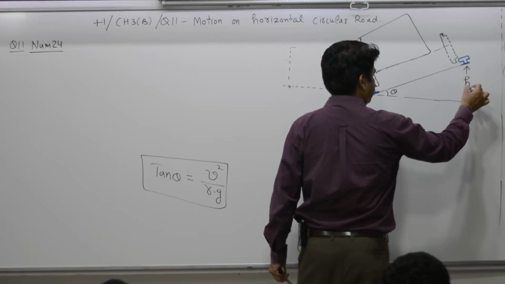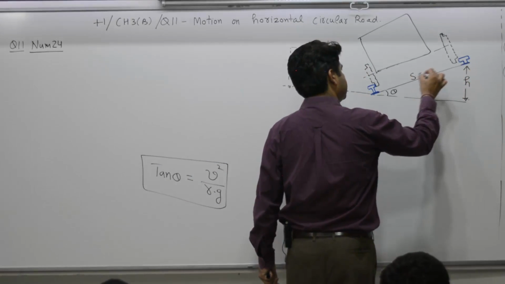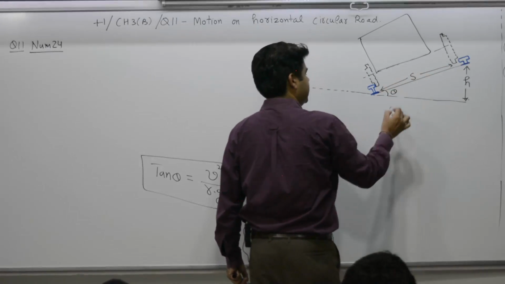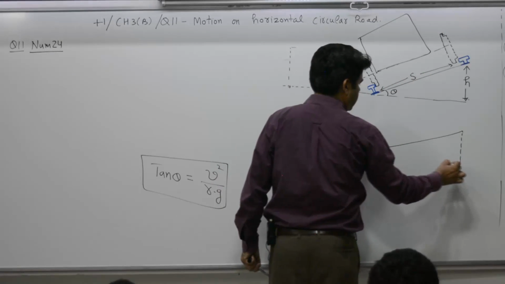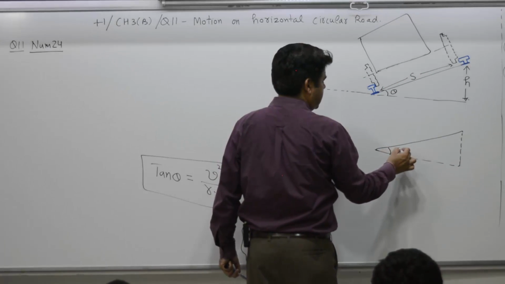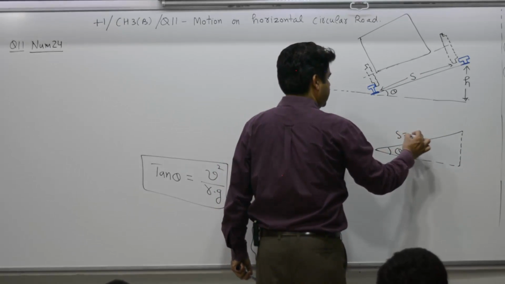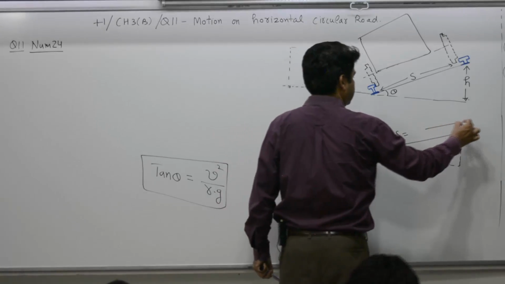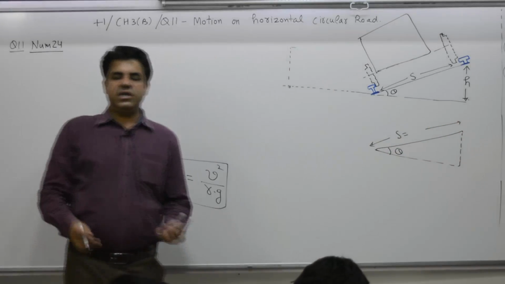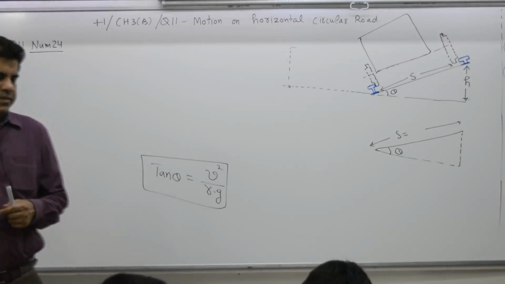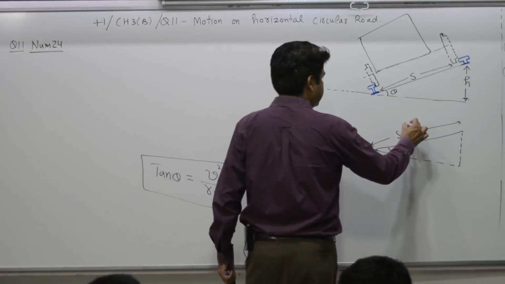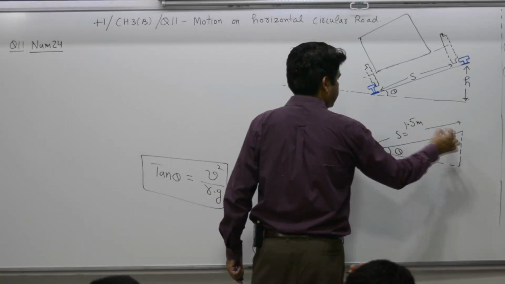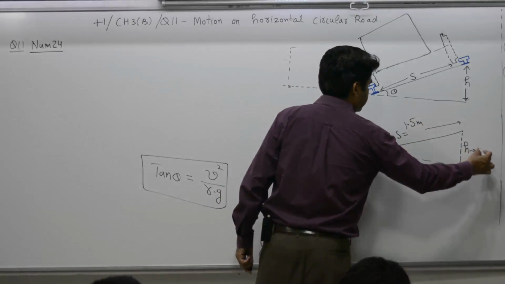Rail is at what height? H. This distance between the two is how much? S. So I can redraw this triangle as theta. S is equal to what? Go through the question. S is the distance between the rails. Distance between the rails is 1.5 meter. Height H we want to know.